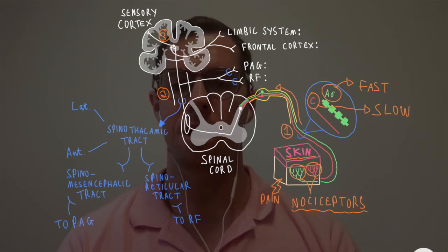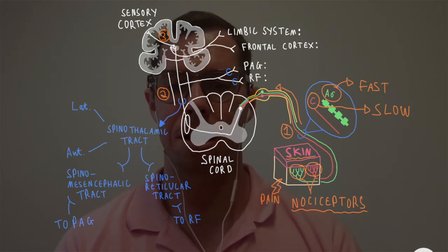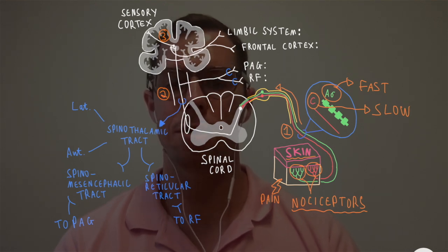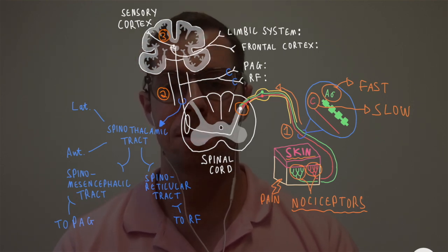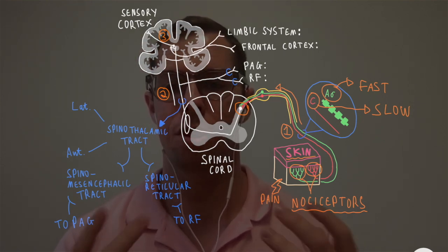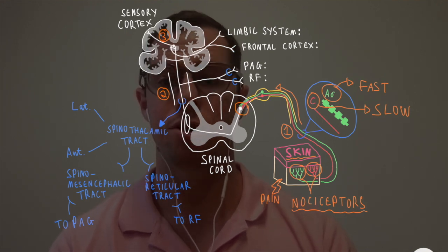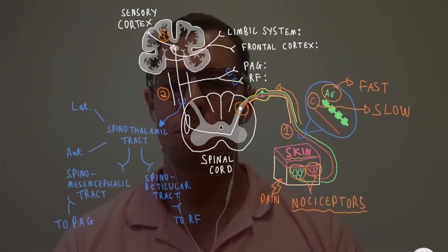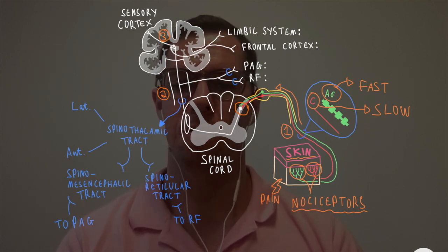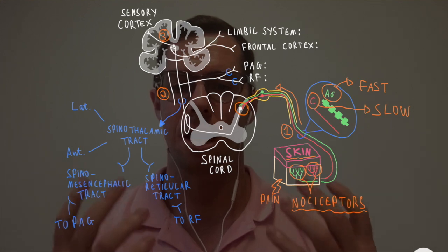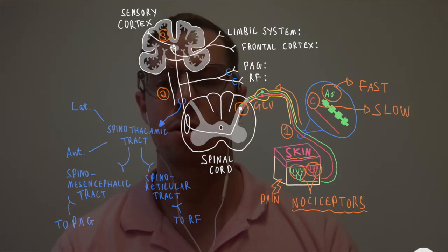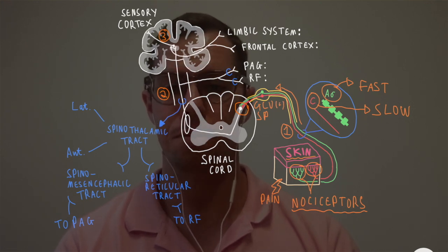Both A delta and C fibres form synaptic connections with second order neurons in the dorsal horn of the spinal cord grey matter. Second order neurons, as their name suggests, are the second of the 3 neurons in our 3-neuron chain. In the dorsal horn of the spinal cord, first order neurons release the excitatory neurotransmitters glutamate and substance P onto second order neurons, which activates the second order neurons.